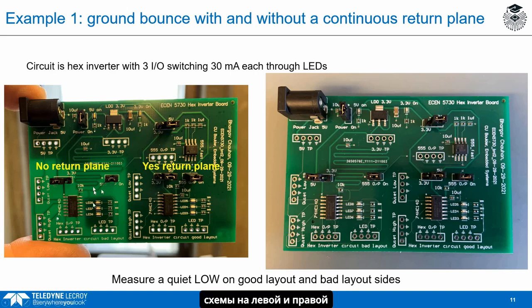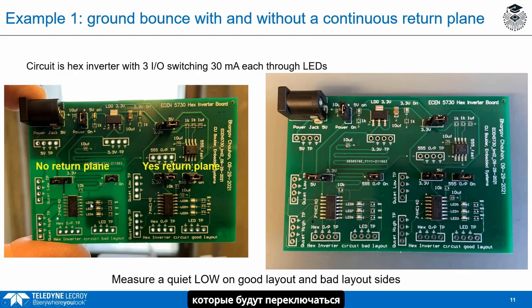They're identical circuits on the left and the right side, except that you can see here I have a backlit on this board. In this region here, we've removed the plane. Instead, we have individual traces for the return path. So here's the hex inverter, here's the ground. The ground has traces to distribute the return for the IOs that are switching.